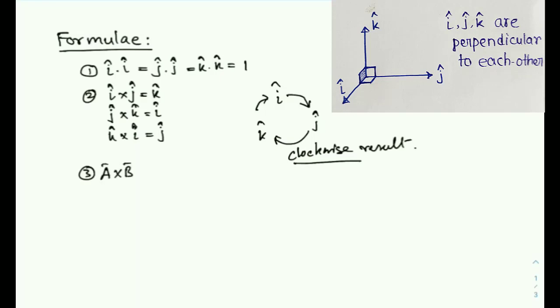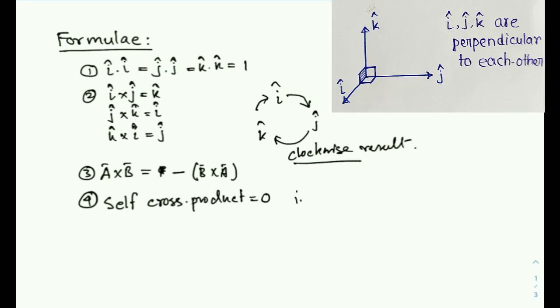Again, A cross B equals minus B cross A. So the cross product is non-commutative. That is, A cross B has its direction upward, and B cross A has its direction downward.